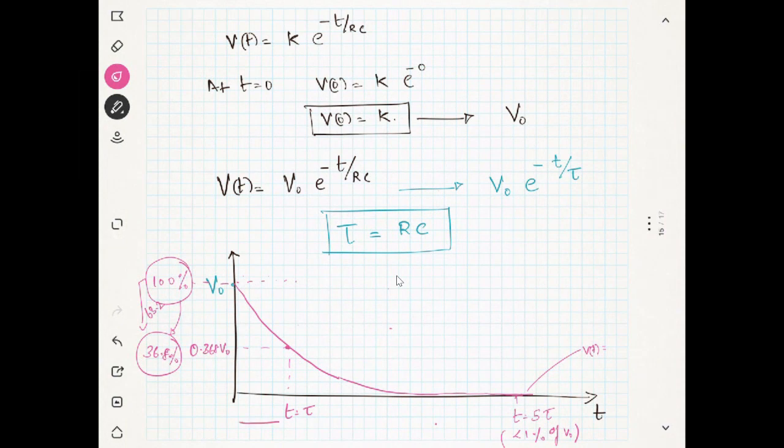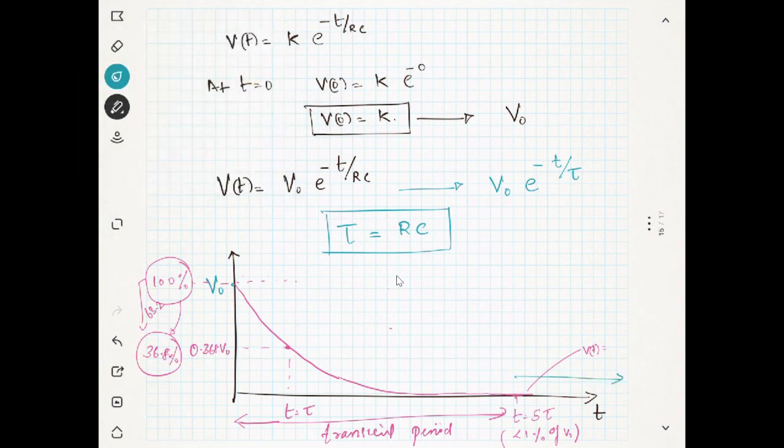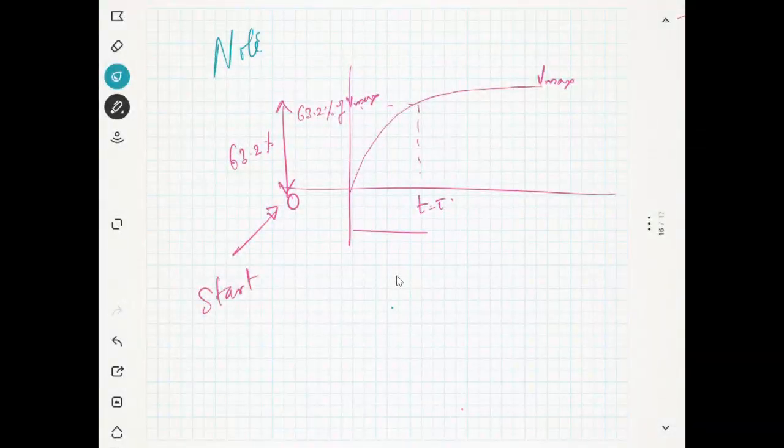So this region is the transient period, and after 5 times the time constant, it's steady state, theoretically. That means the change is very, very small in steady state. Just make a note of this.